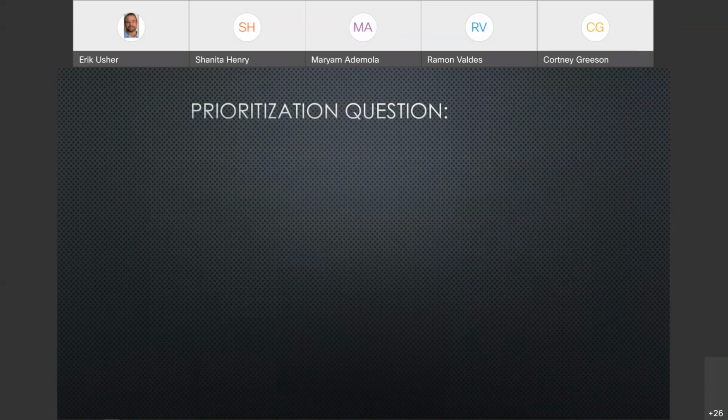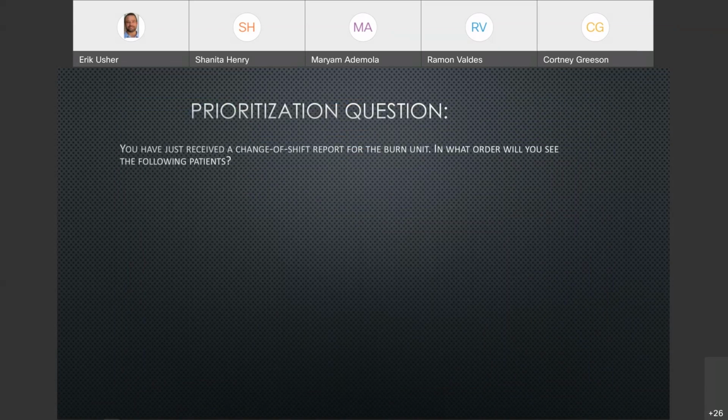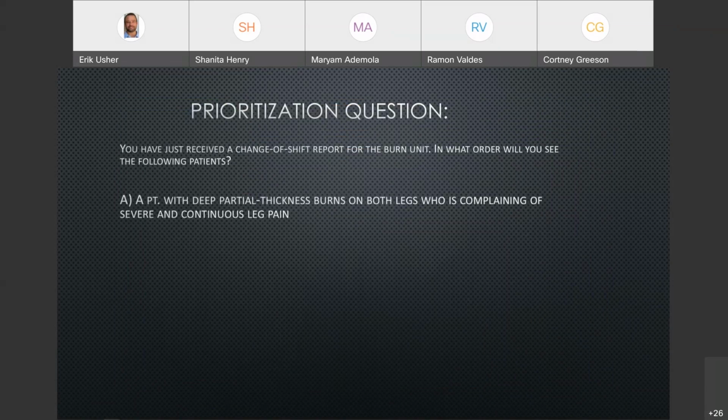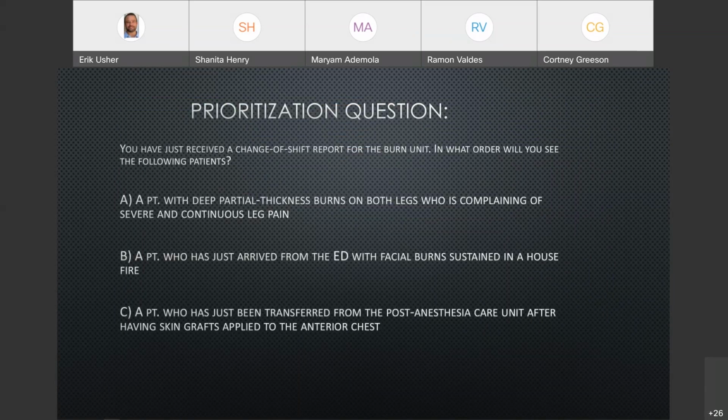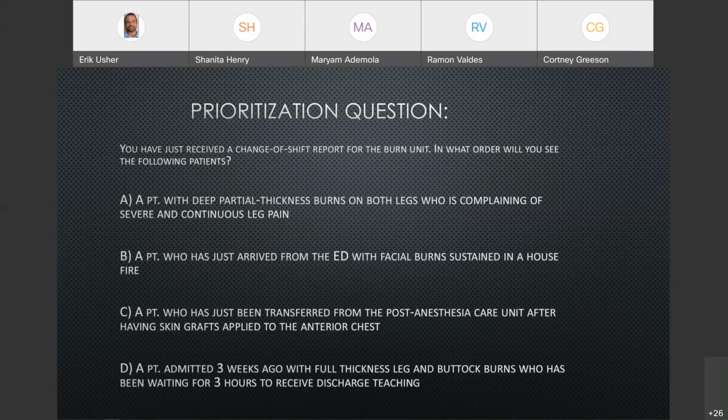So I got a couple priority questions here. So you've just received change of shift report on a burn unit, and you want to see these patients, and I want you to prioritize your care. So patient A, deep partial thickness burns on both legs, complaining of severe and continuous leg pain. Patient B has just arrived from the ED with facial burns sustained in a house fire. Patient C has just been transported from post-anesthesia care unit after having skin grafts applied to the anterior chest. And D is a patient admitted 3 weeks ago, full thickness leg and buttock burns, who's been waiting for 3 hours to receive discharge teaching. Who are you going to see first? A, B, C, or D?